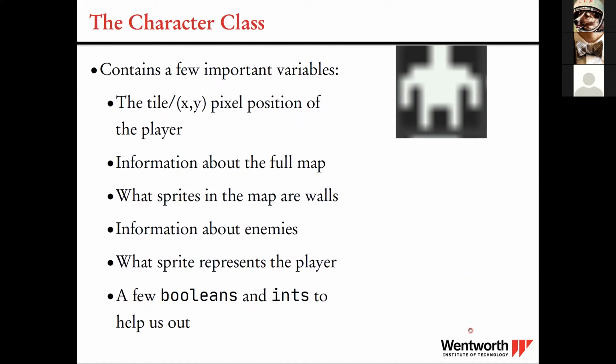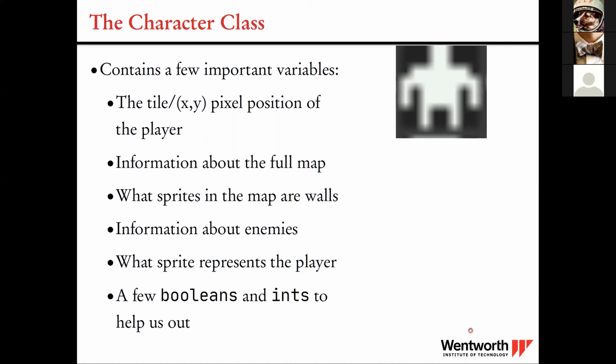So we're just going to keep both of them around. You could probably write a function to convert between one or the other, but I think we'll just keep them both as variables. We're going to need some information about the full map, so we know if we're trying to run into a wall or something, so we know not to actually move the character.